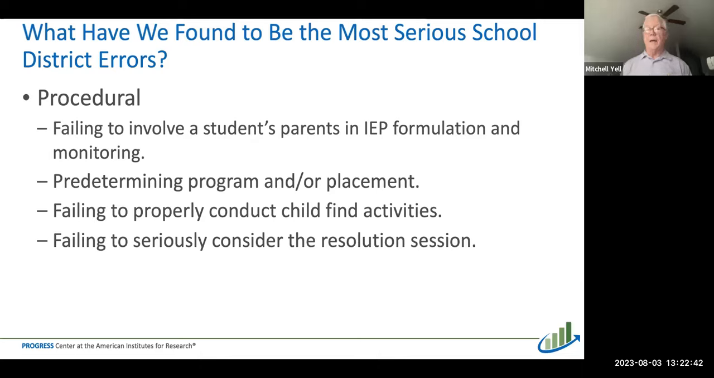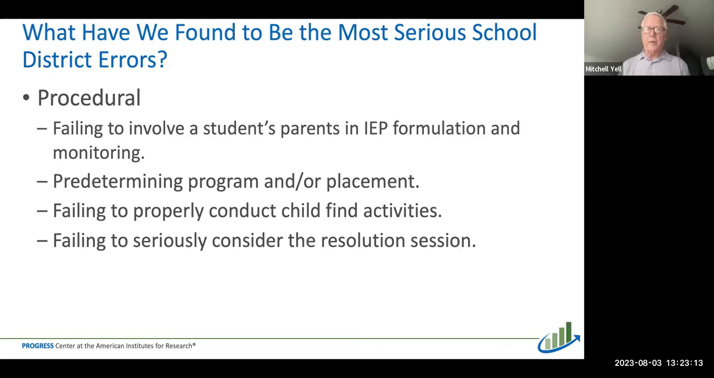For instance, they write an IEP and the parent is not involved. And when the parent comes in, they say, here's the IEP, take it or leave it. You know, that would be predetermination. We must never predetermine a child's program or placement. We can have informal meetings about it, but we can't make a final decision until we have the parents there in the IEP meeting. That's where the final decision is made. Predetermination, not good, don't do it.